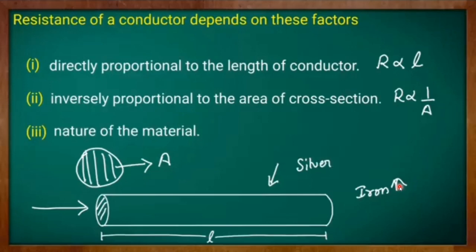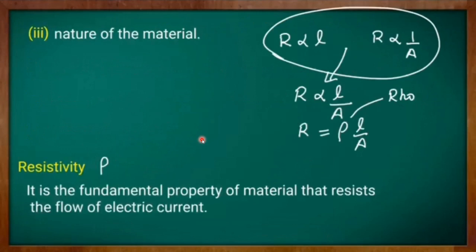That means silver will allow more current to pass through it, I'm sorry children. Whereas iron will offer more resistance to the flow of current, since it is a good conductor, it will allow more charges to pass through. Now, let us understand the third factor, nature of the material, once again, children. Nature of material, as I've said, differs from material to material.